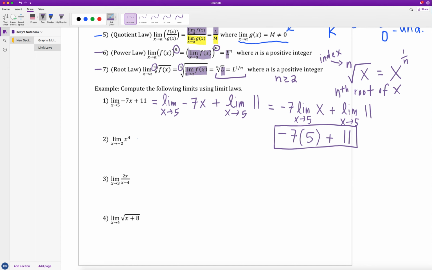So you just kind of want to be careful there. You wouldn't want to make a silly algebra error and have that cost you some points then. Okay, let's look at our second problem.